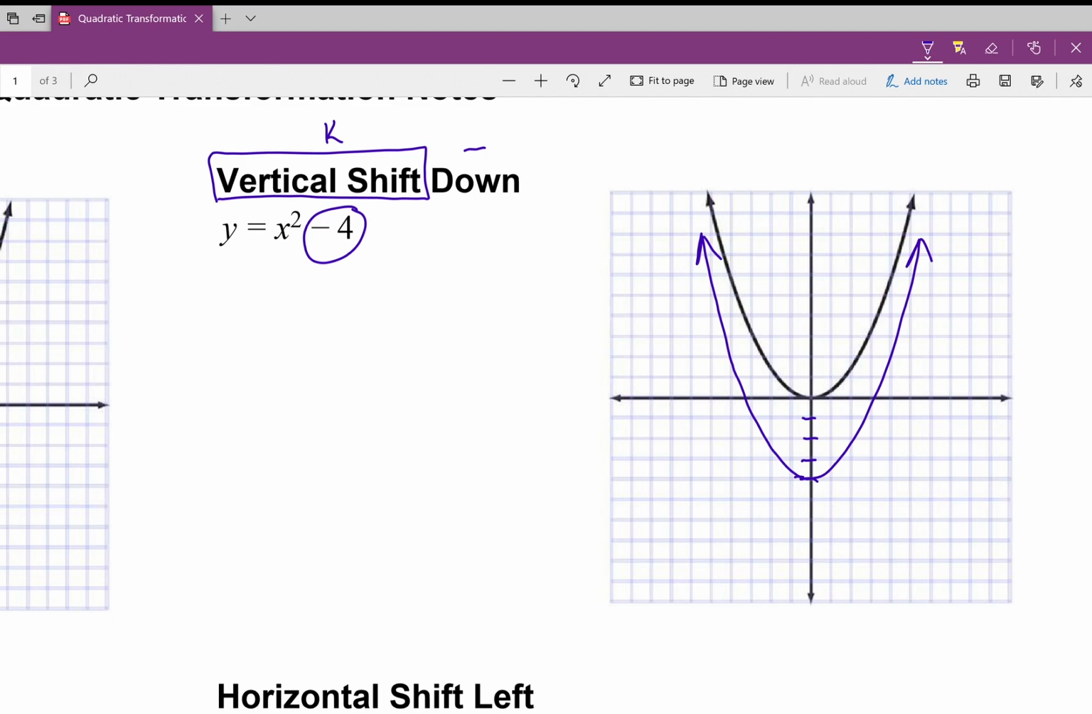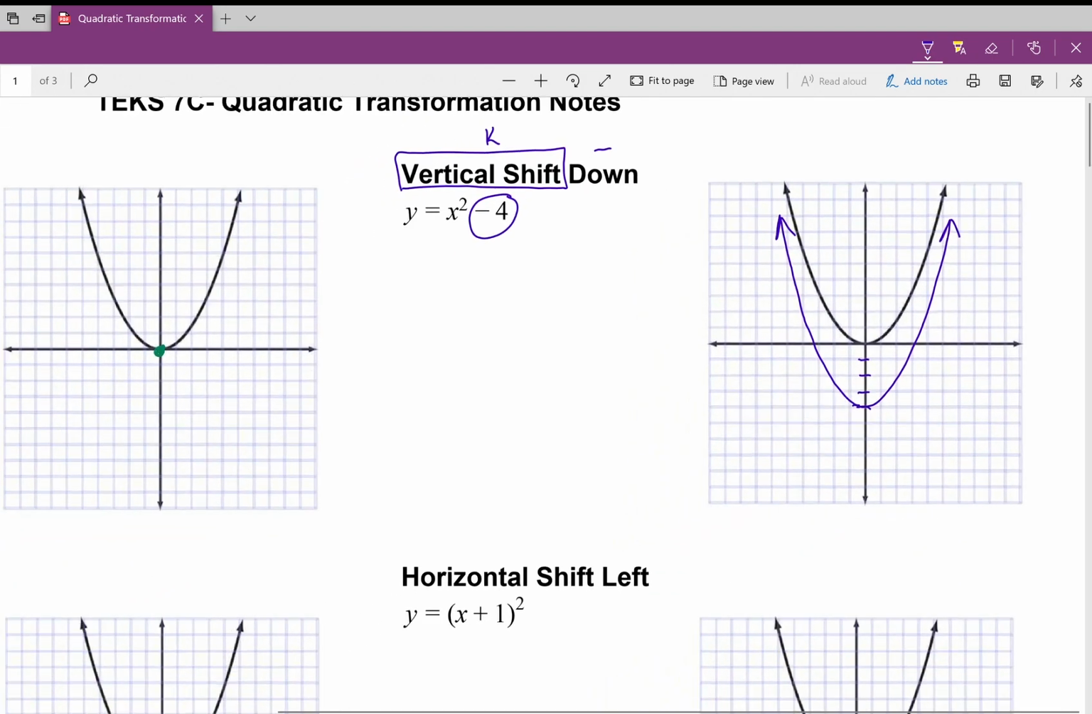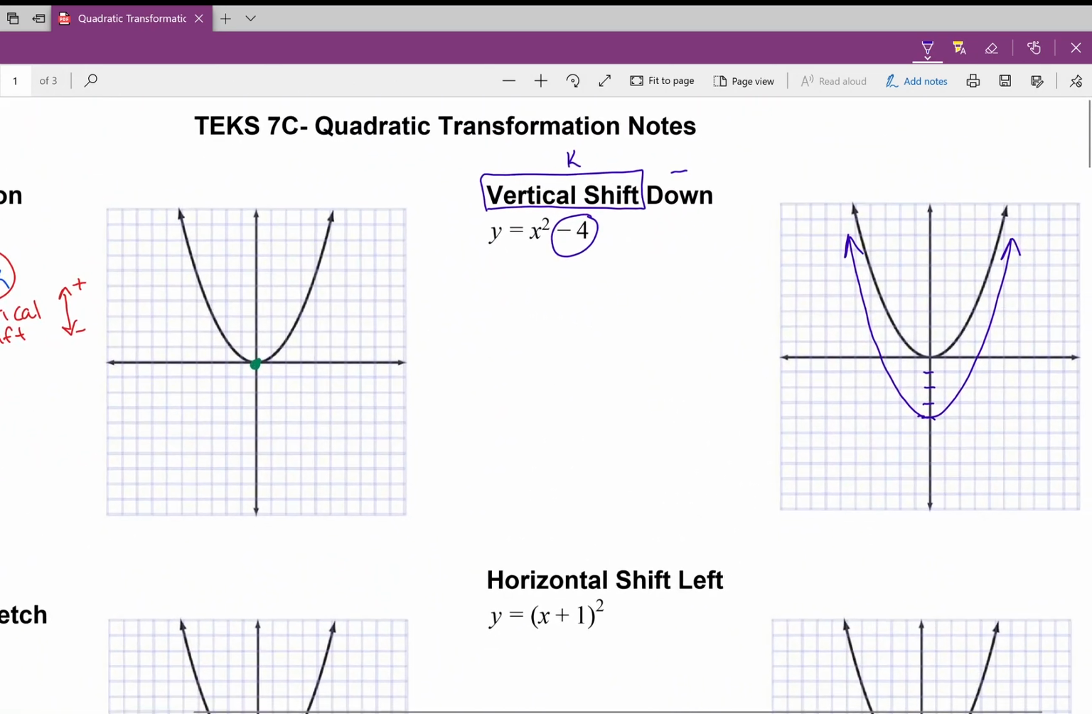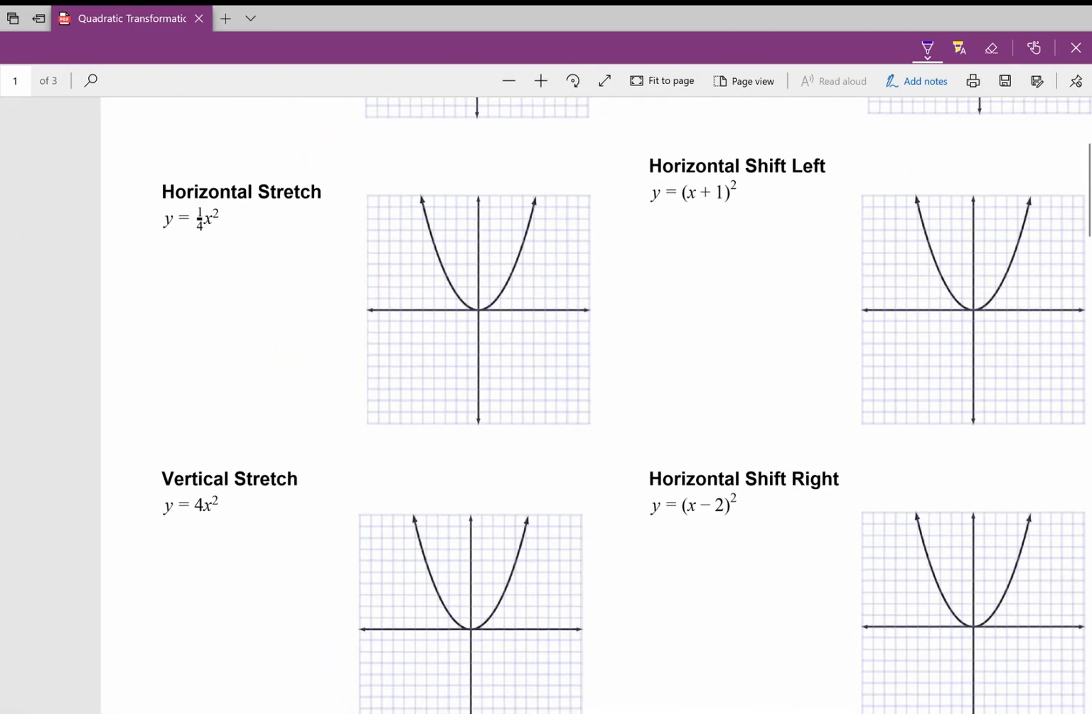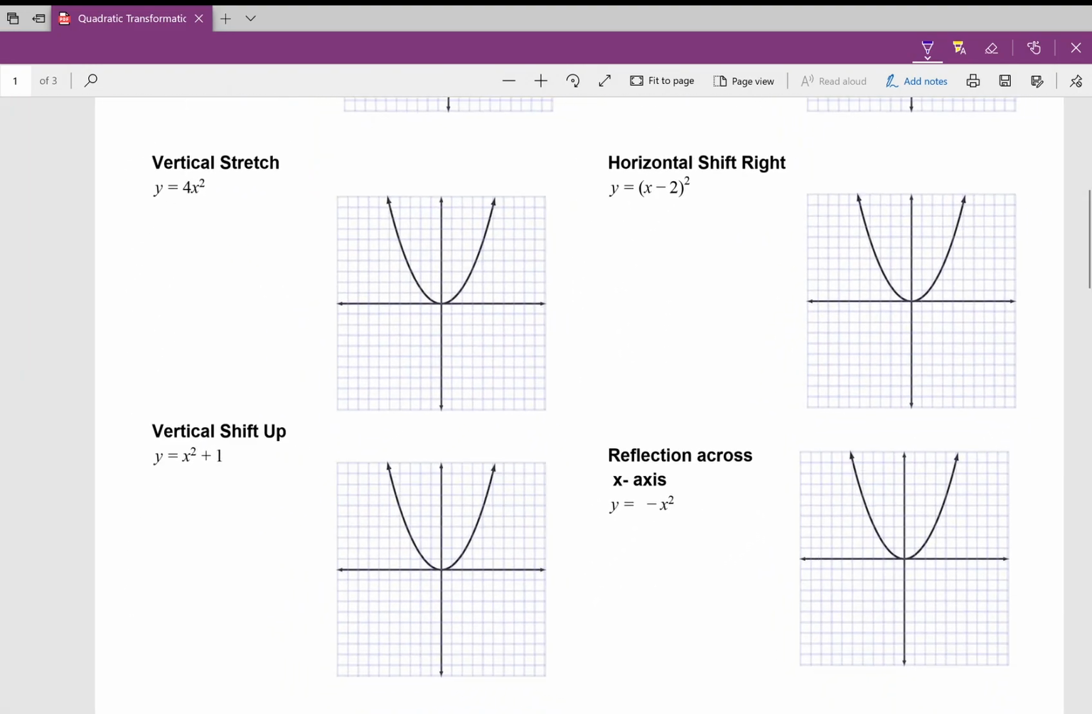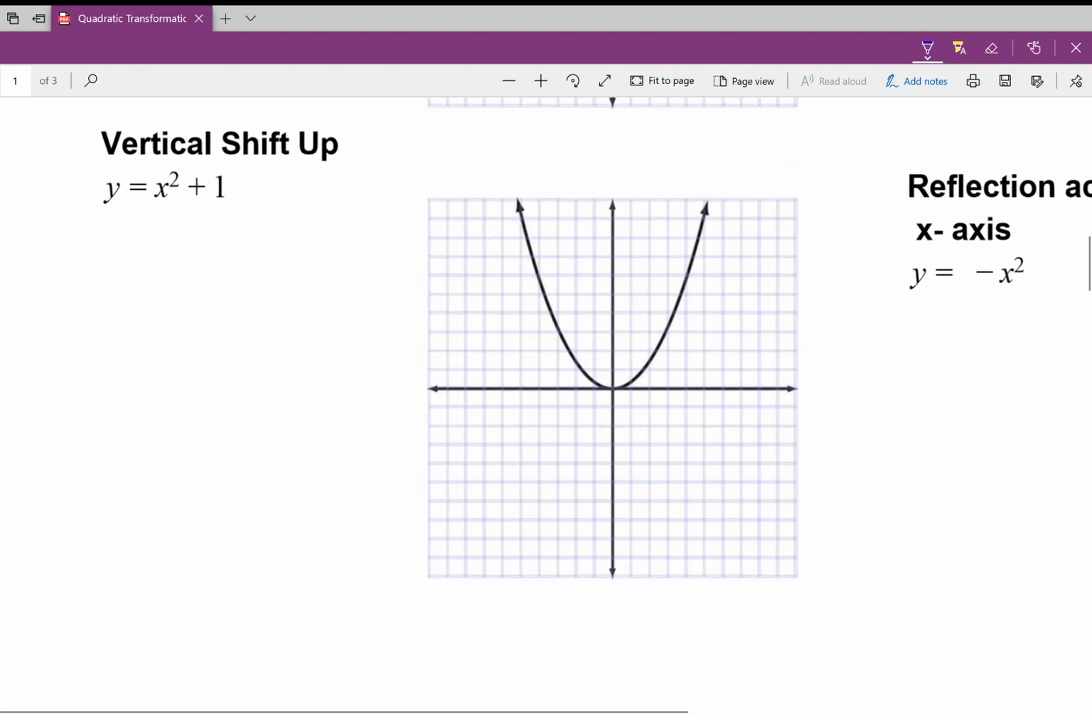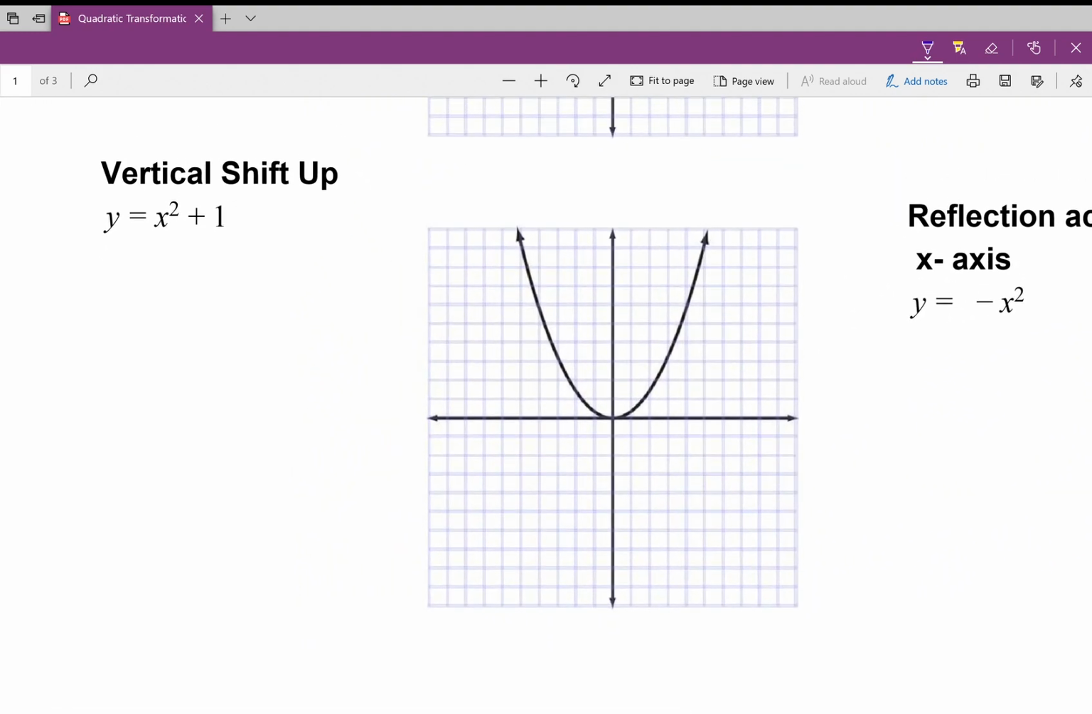Let's look at the next one. Let's look at vertical shift up. Find that on your paper. Vertical shift up, right here. Remember, vertical shift is again the k value, and up is going to be plus. We see that right here where it says +1. So that means we're just going to move our vertex up 1, which is right here.